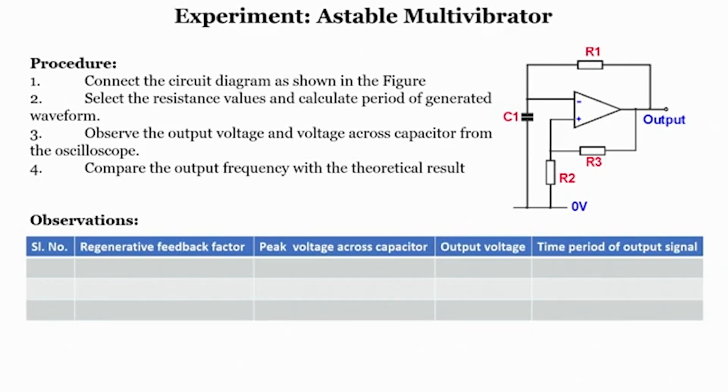Now, if you want to perform the experiment, then you have to connect the circuit as shown here, right over here. Select the resistance values and calculate the period of the generated waveform. Observe the output voltage and voltage across the capacitor. You can observe the voltage across the capacitor from the oscilloscope. Compare the output frequency with the theoretical result. So, regenerative feedback factor, you see what is the peak voltage across the capacitor, what is the output voltage and what is the time period of the output signal. This is the experiment that you need to perform.